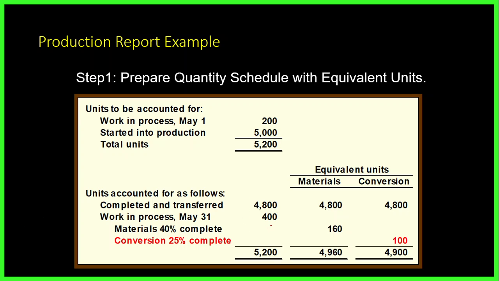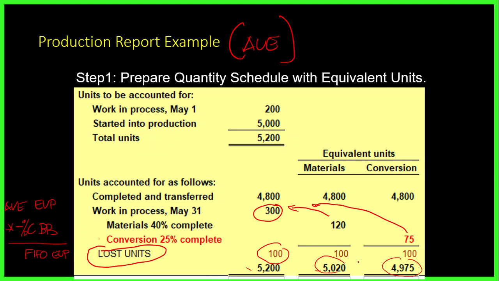Without the lost units, you have 400 here, 160, 100. Your EUP under this method, the average method, is 4,960 and 4,9 [sic]. But with lost units, you now have plus 100 here. So you now have 5,020 and 4,975.